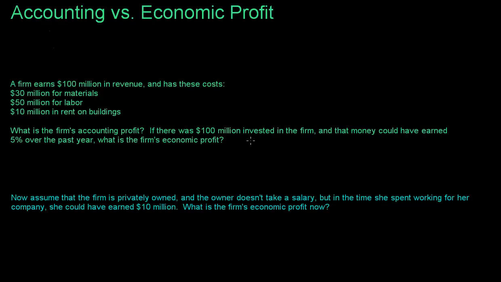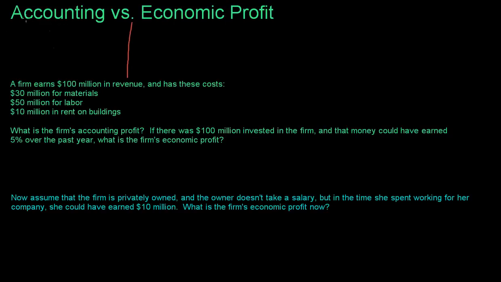Accountants and economists look at profit a little bit differently, and in this video we're going to try to separate out the differences between how accountants look at profit and how economists look at profit, and then we're going to work through a couple examples so that you see that distinction a little bit more clearly. So I'm going to just draw a line right here, and on the left we're going to have accounting profit, and on the right we're going to have economic profit.